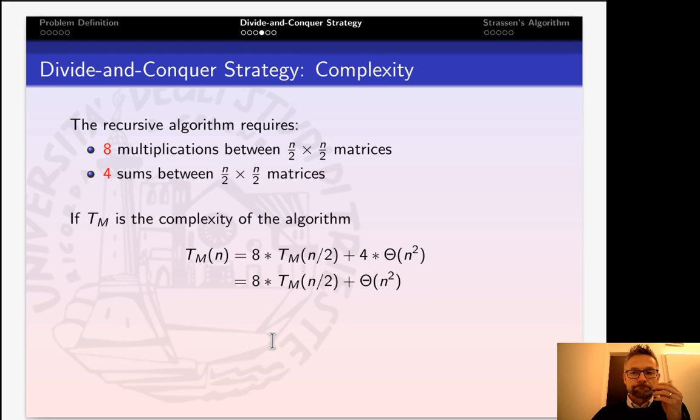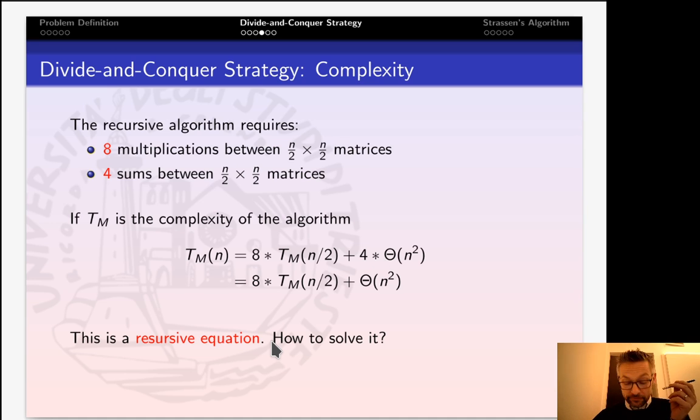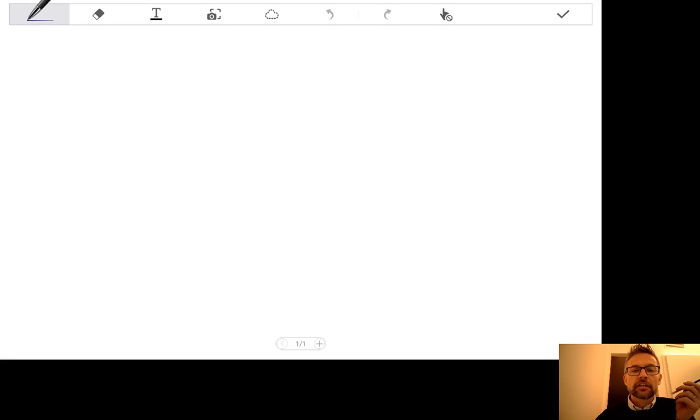Okay. So how can we solve it? Let me move to something nicer. Here we are. So first of all, let me rewrite our equation, the previous equation.